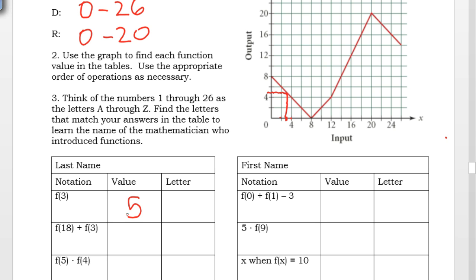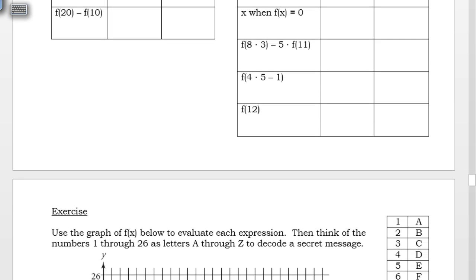The letter wants me to find the 5th letter of the alphabet. That's A, B, C, D, E. E is the 5th letter of the alphabet. If you flip ahead a page, you'll notice I have a table that has all the letters out for you so you don't have to do so much counting.